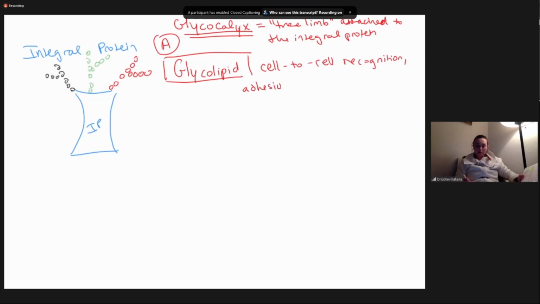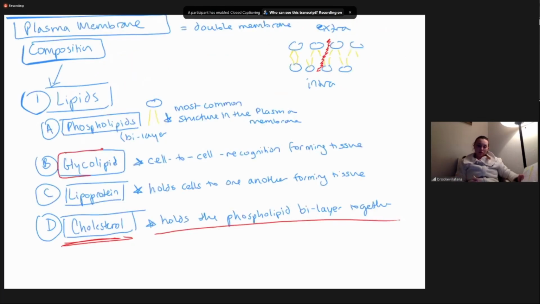adhesion, and communication. You may be thinking, wait, that feels familiar. I feel like I just wrote that on my paper like 2 seconds ago. This is the same glycolipid that we talked about right here. So the glycolipid, a lipid found in the plasma membrane, is one of the members of the glycocalyx.